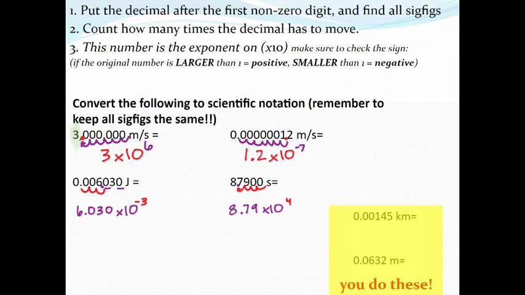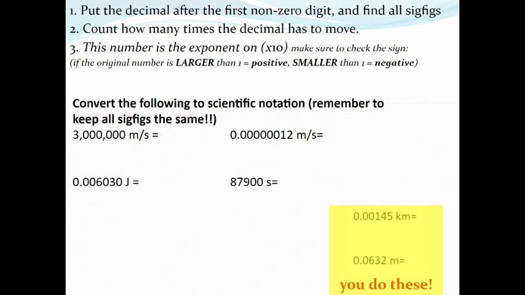So, looking at these last two examples that you've got over on the right side, I will point out that they are both numbers where the original value is smaller than 1, so they're both going to have negative exponents. Do your best with these, but you need to do them in order to earn your stamp.